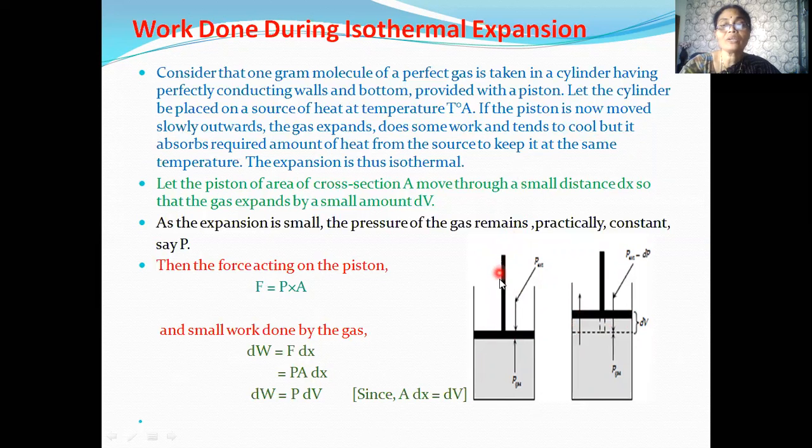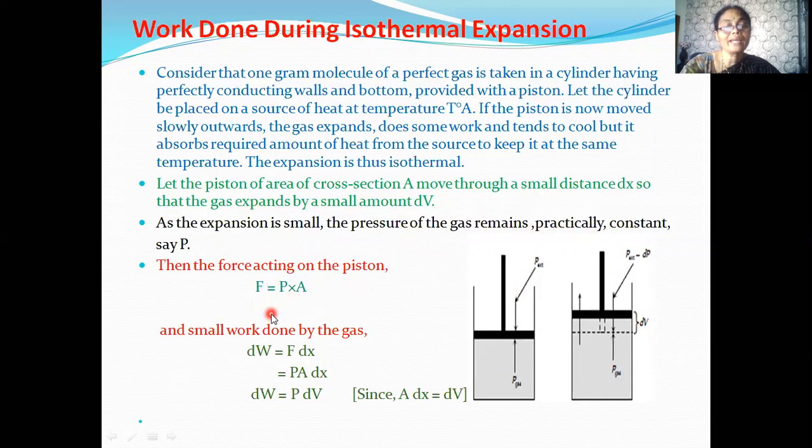This piston having cross-sectional area A is moved through a small distance dx so that the gas expands by a small amount of volume dV. As the expansion is small, the pressure of the gas practically remains constant, say P. Now we can calculate the force acting on the piston. Force is equal to pressure into area, F is equal to P into A.